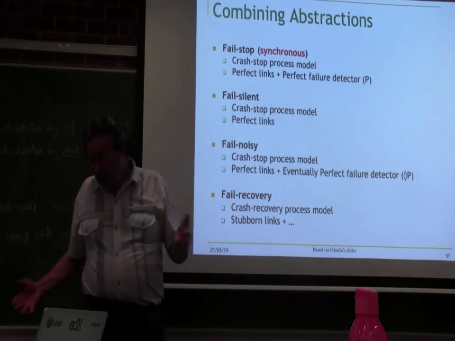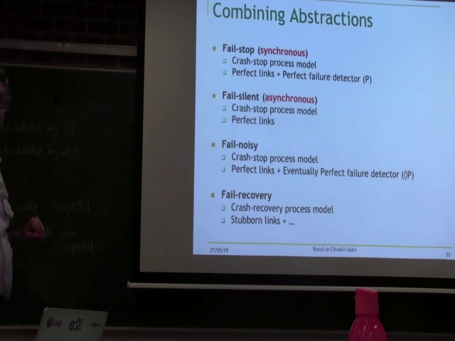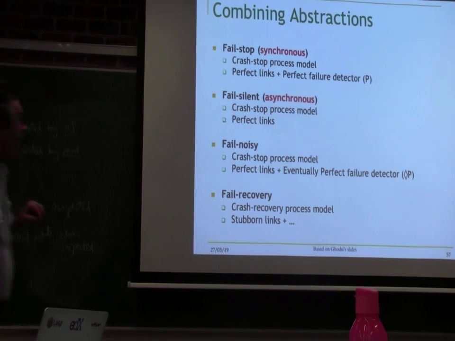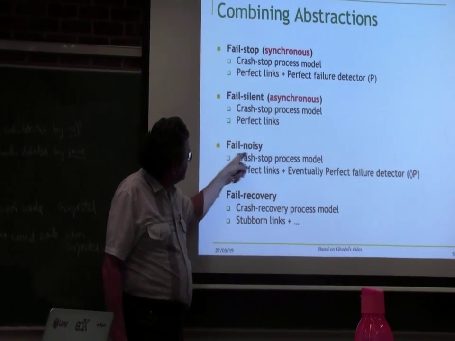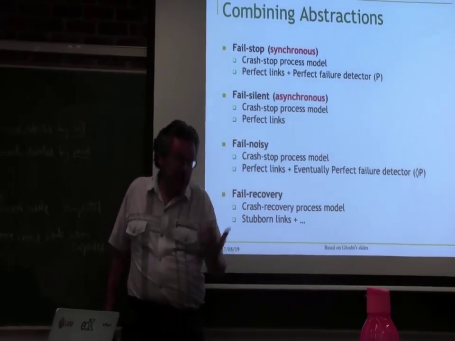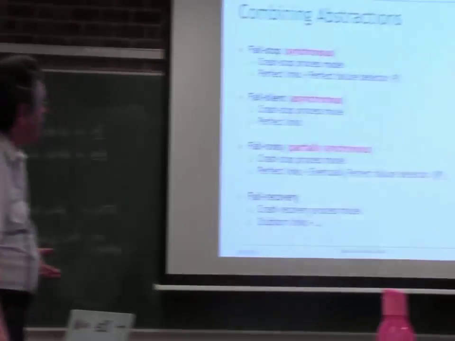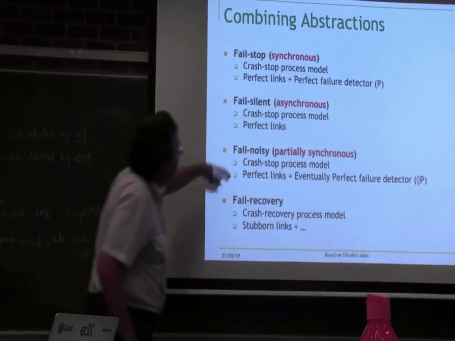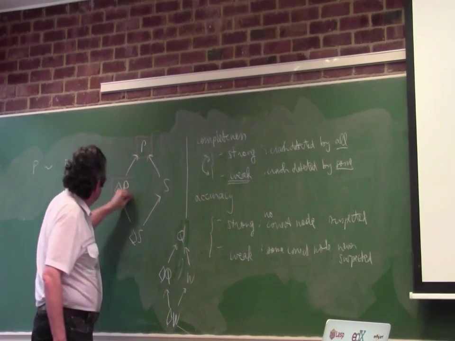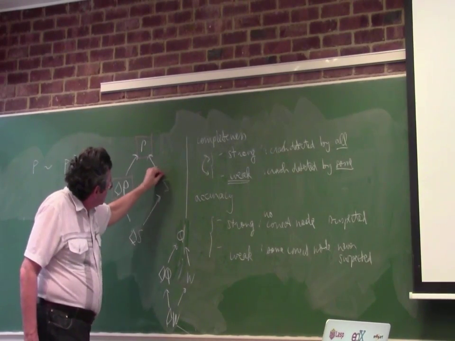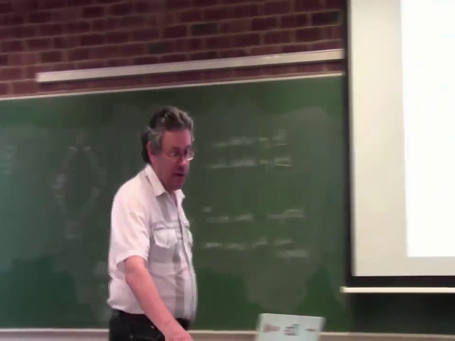Fail silent: nodes fail, but nobody knows. That actually corresponds to asynchronous, because you can't know failures in asynchronous. And fail noisy means you're allowed to make mistakes for a while, but then you stop making mistakes. So that corresponds to partially synchronous. So these are the ones we're mostly going to talk about. Most of the time we're going to talk about P and eventually P. A little bit about S and eventually S, and we're never going to talk about those other ones.